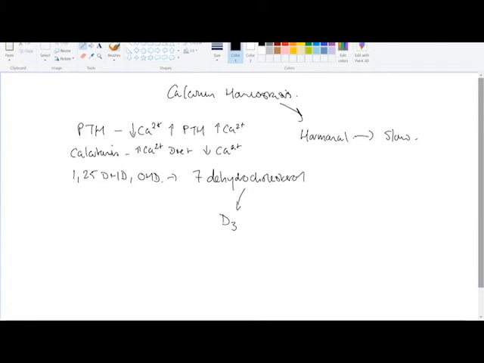In the liver, vitamin D3 will undergo hydroxylation to 2,5 hydroxy vitamin D, and then with some interaction with the rest of the system, that will undergo further hydroxylation to 1,2,5-dihydroxy vitamin D, which is actually useful in this whole process.